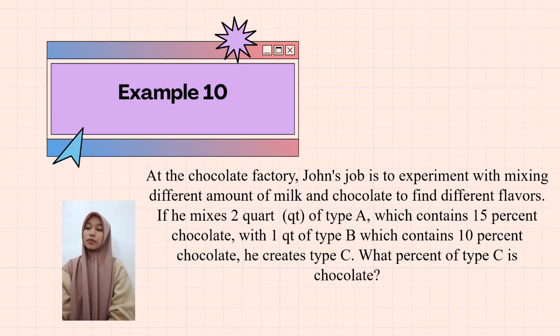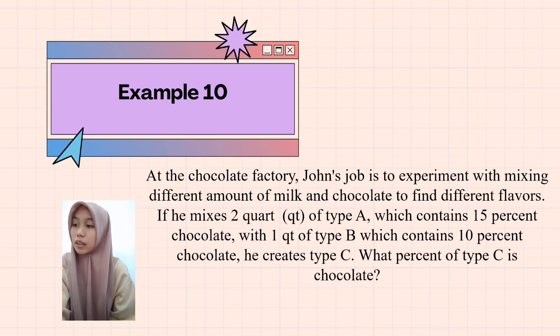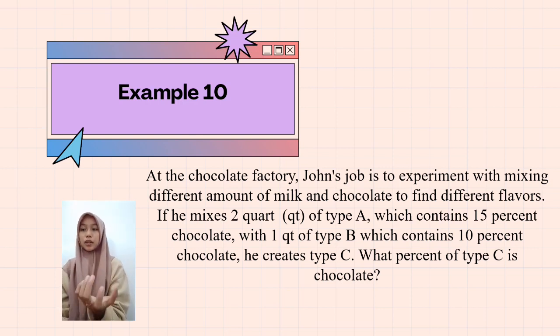This is the question from example 10. The question is, at the chocolate factory, John's job is to experiment with mixing different amounts of milk and chocolate to find different flavors. If he mixes 2 quarts of type A, which contains 15% chocolate, with 1 quart of type B, which contains 10% chocolate, he creates type C. What percent of type C is chocolate?